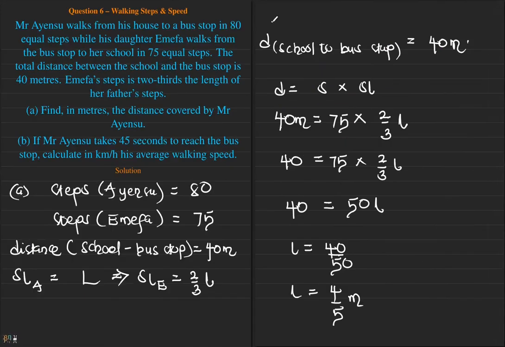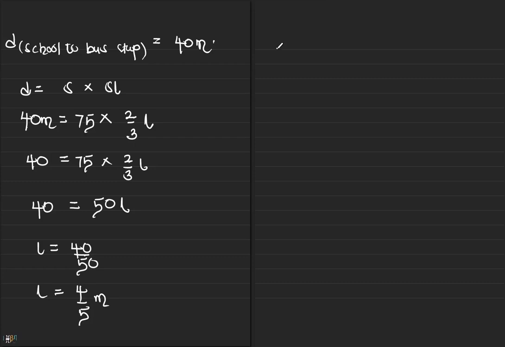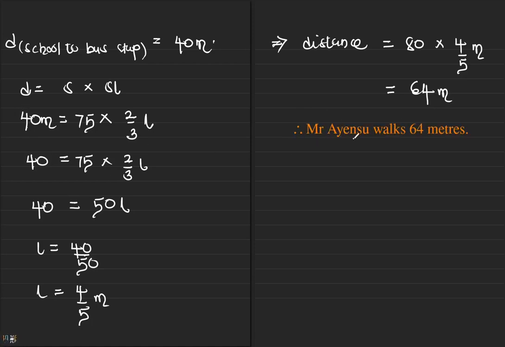So still on A, we are going to say it implies that the distance is going to be equal to the steps, which is 80 steps times 4/5 meters. And if you evaluate this, you are going to get 64 meters. You see? So we then conclude by saying, therefore, Mr. Ayensu walks 64 meters. That is all.